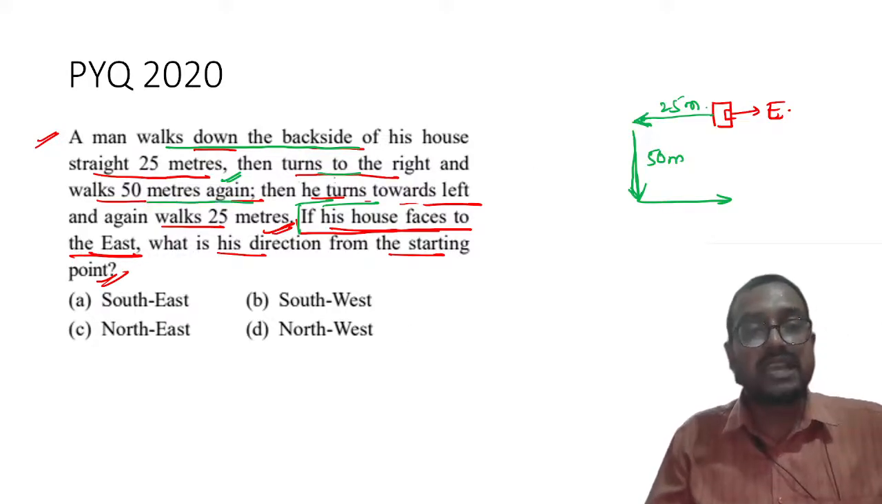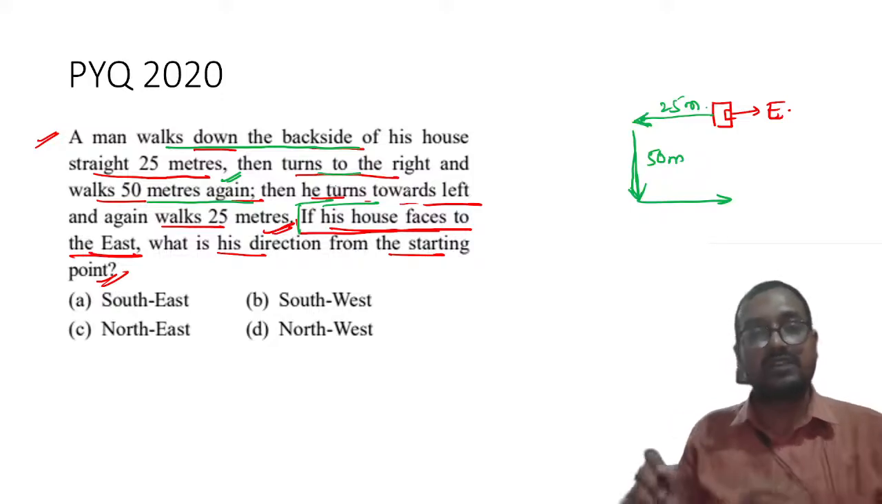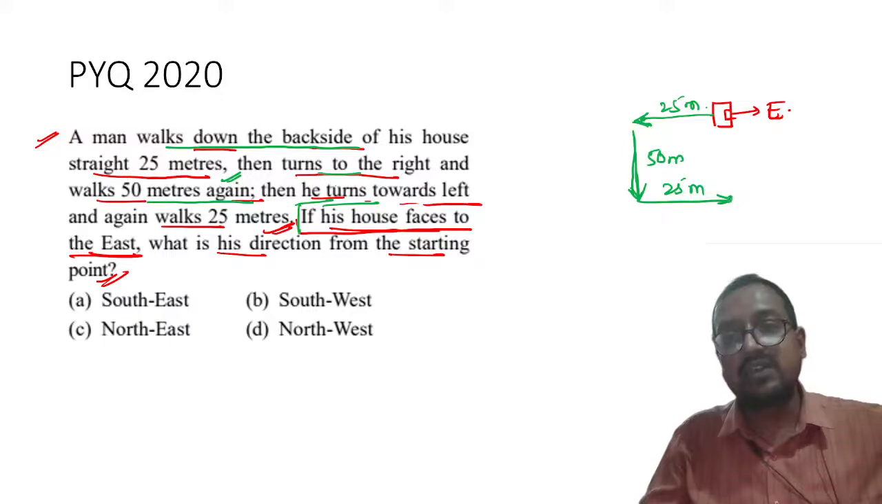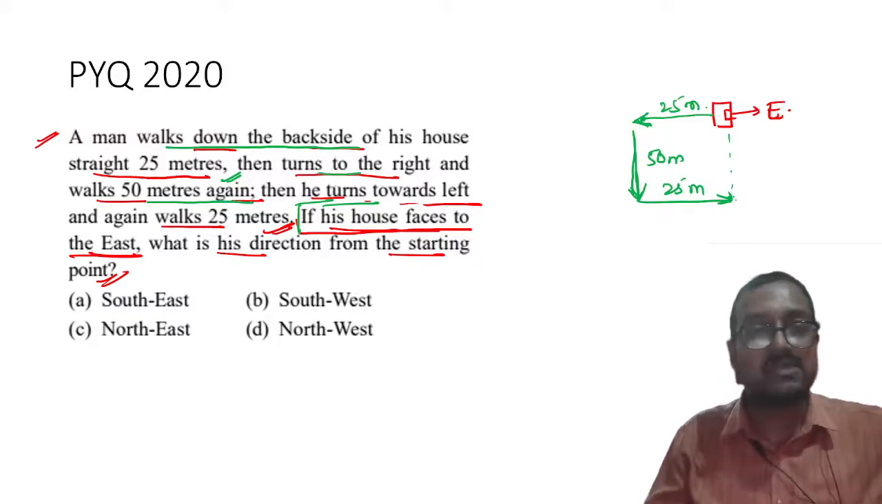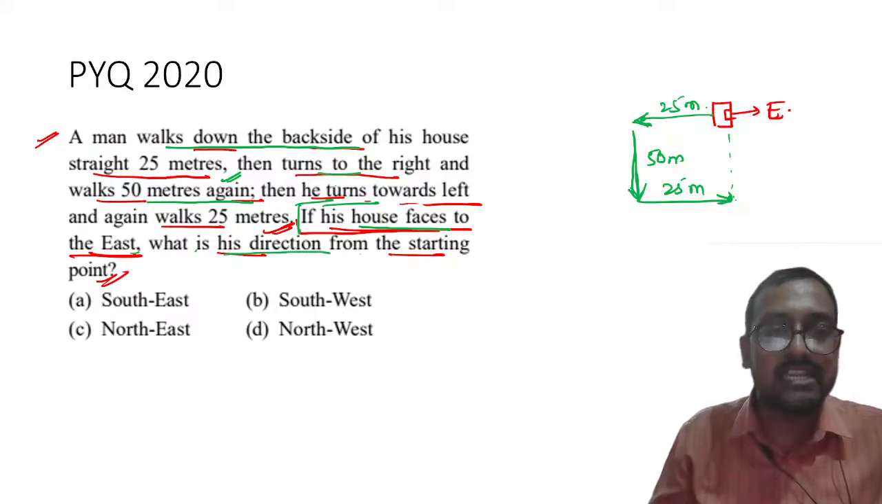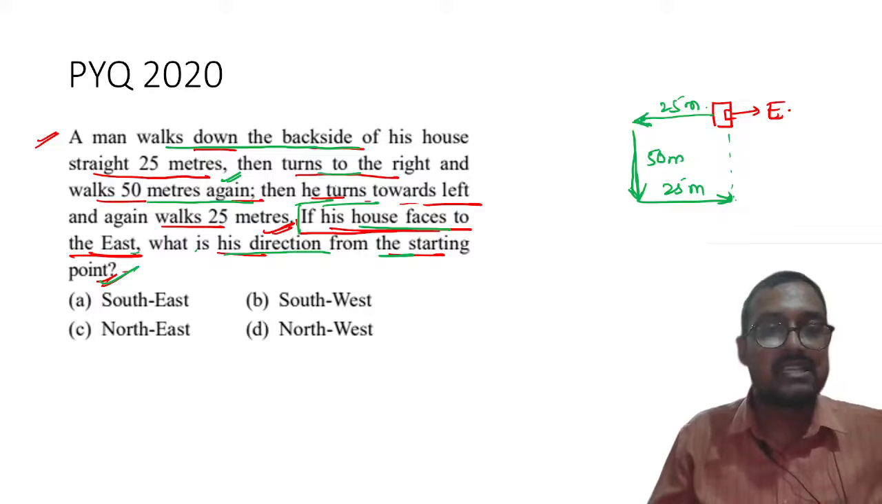Okay. So 50 meters again. Then he turns towards the left. So left he has turned and walks again 25 meters. Correct. So he is 25 meters again, something like at this position. If his house faces the east, what is his direction from the starting point? So can you all tell me? What is his direction?